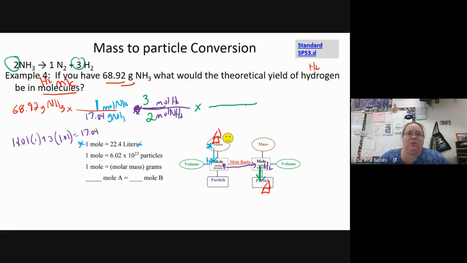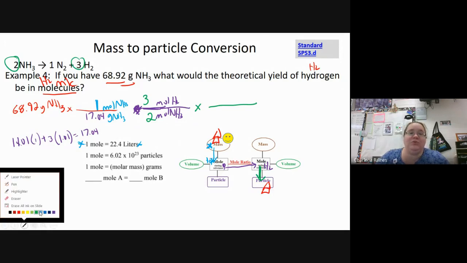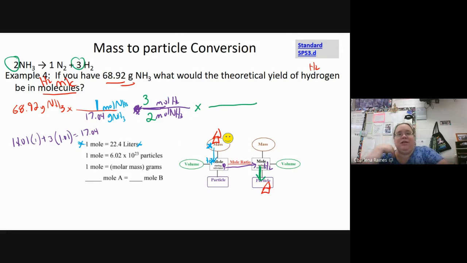I'm trying to go to particles, and I'm trying to get rid of moles. So moles has to go on bottom because it's what I'm trying to get rid of. And particles has to go on top. This could technically say atoms, or molecules, our particles. Oh, I said molecules. Bad Miss Rains.